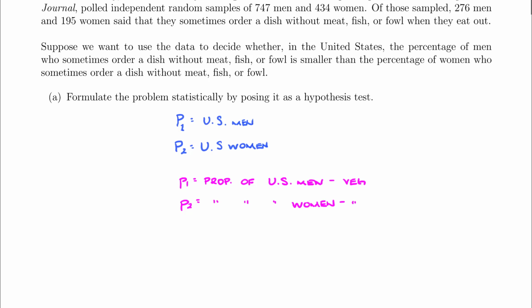For our hypothesis test, the one thing we want to note, I'm going to go back up to the example here. It's the percentage of men who sometimes order a dish without meat, fish, or fowl is smaller than the percentage of women. So there's our alternative hypothesis for this test. Our null hypothesis is going to be that the two proportions are equal. Our alternative hypothesis, where p sub 1 represents the U.S. men, is p sub 1 is less than p sub 2. And that's all we had to establish for this one. Just formulate the hypothesis test based off the information that we're given.